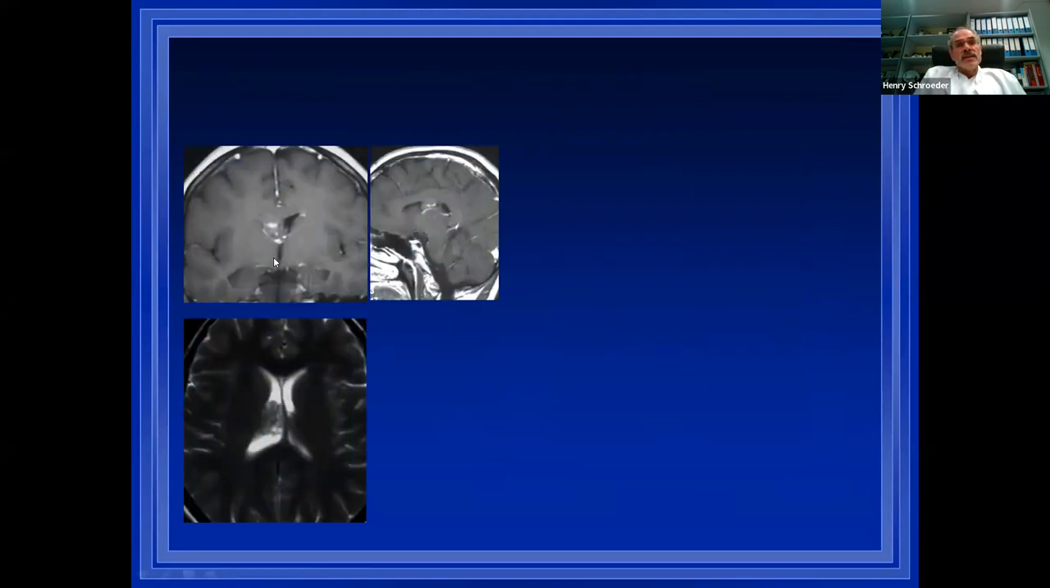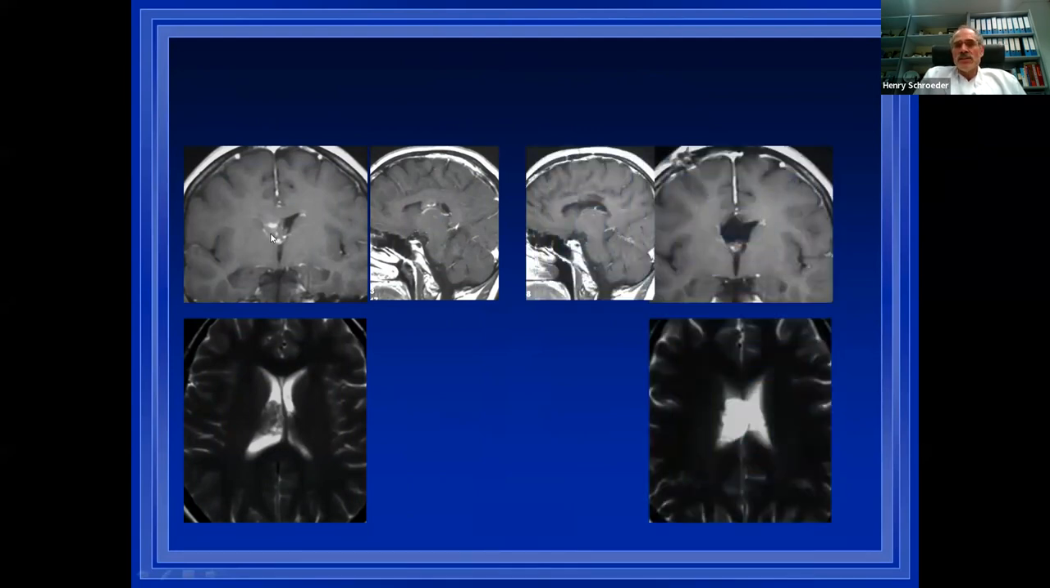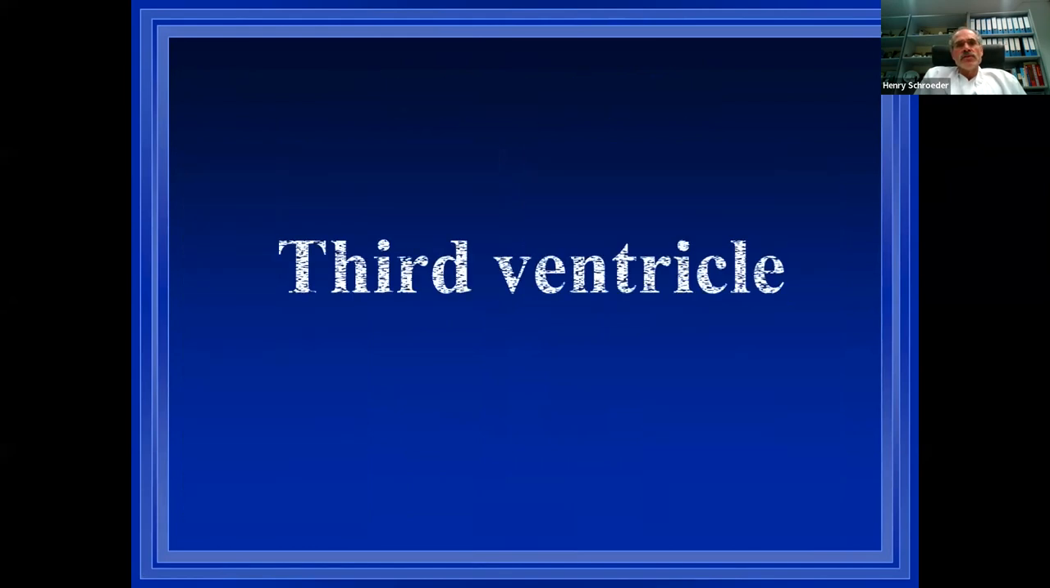When I see this case, you see there is very small ventricle. There is no space for an endoscope. This for me is a clear indication to make a microsurgical transcalosal resection. So I think it makes no sense to take an endoscope here because you have no space to put it. Then the microscope is better.